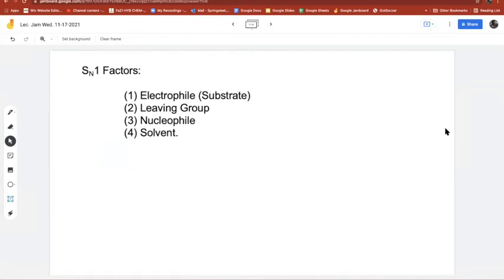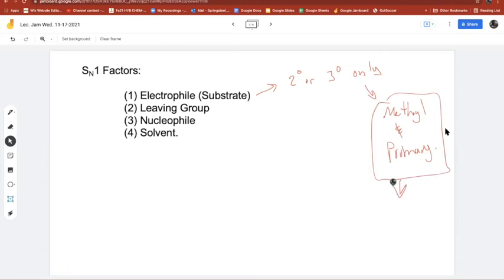Electrophile is, it's got to be secondary or tertiary only. The methyl and primary, these ones, their carbocations are too high in energy.